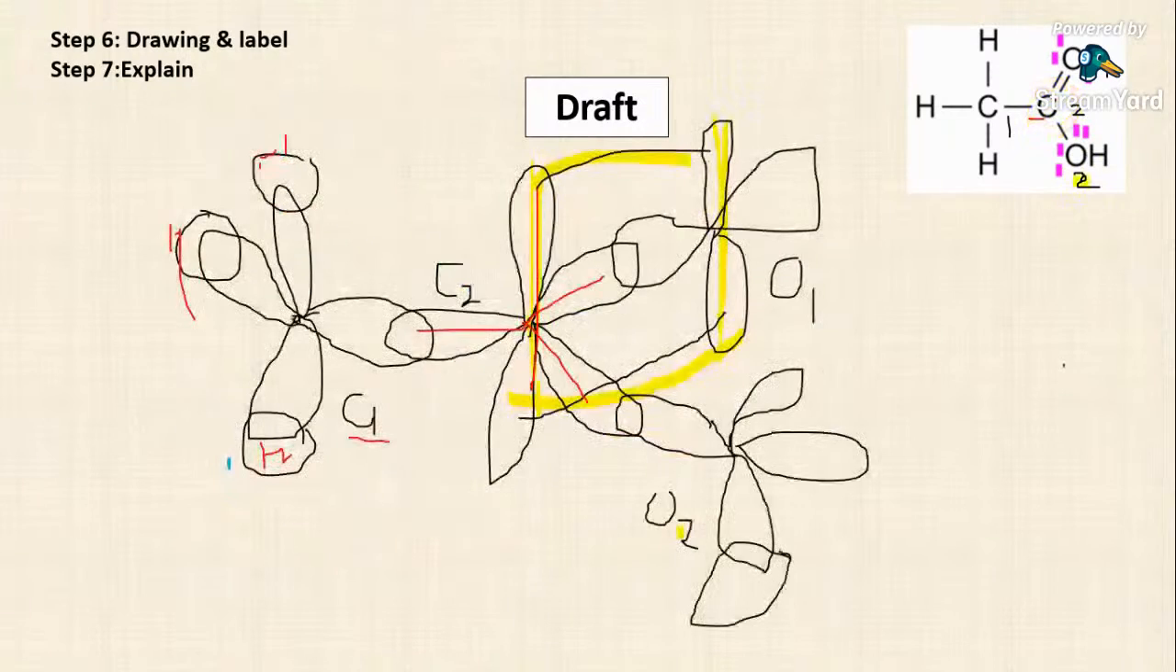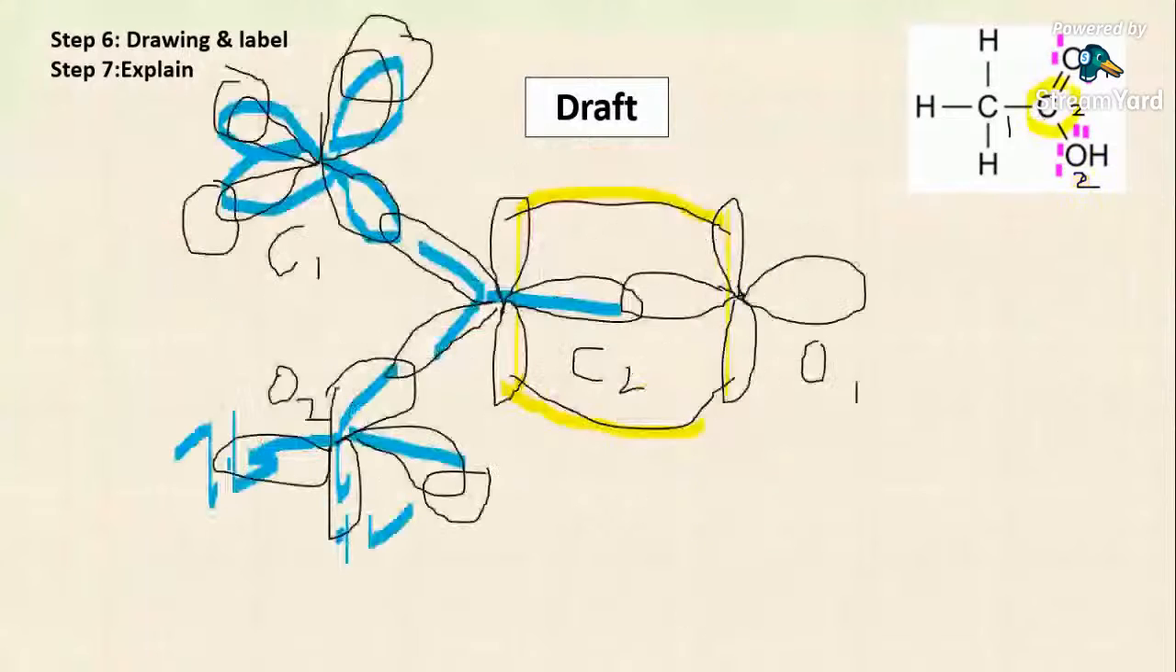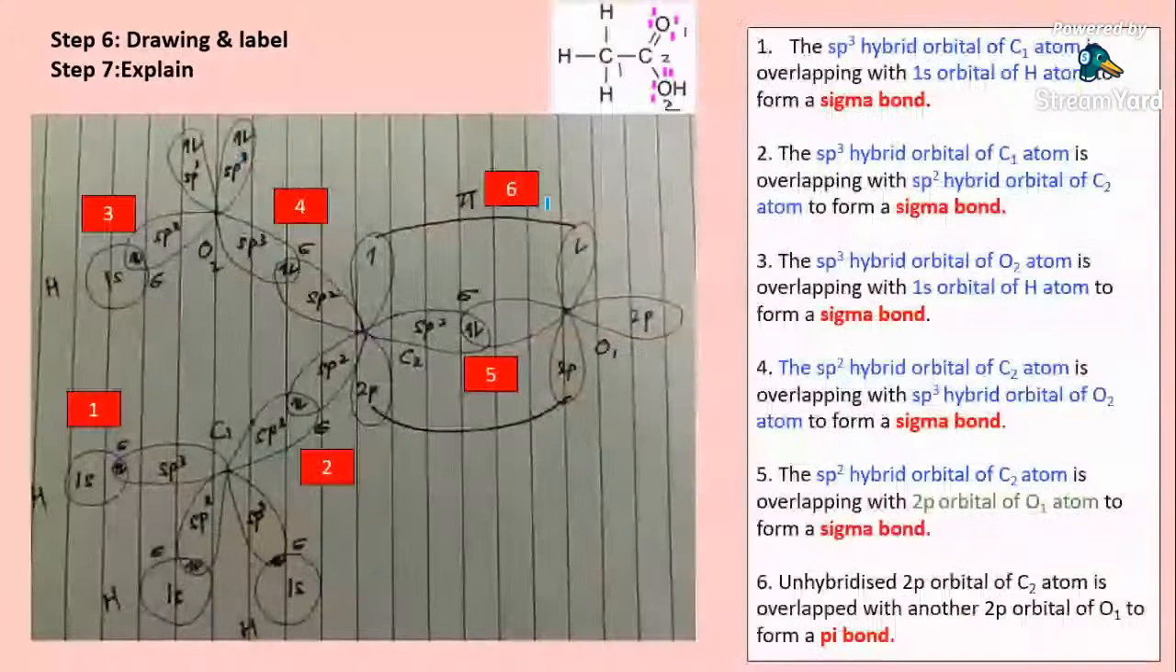Okay, so these two diagrams have the correct shape. Depends on you which one you prefer. For me, I will draw like this. I will settle the pi bond first, so that it won't cross the other orbital. So let's check the proper answer. Yeah, this is the proper drawing.